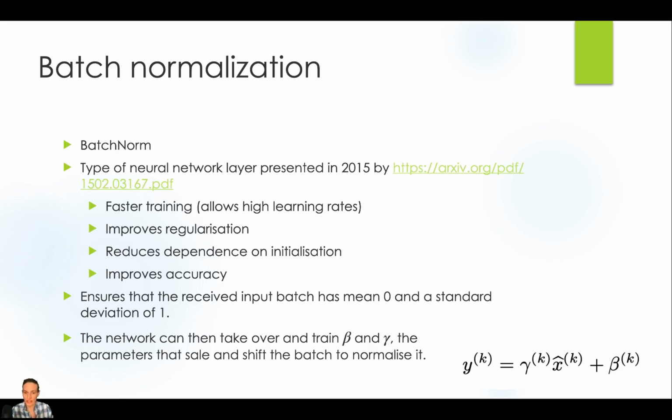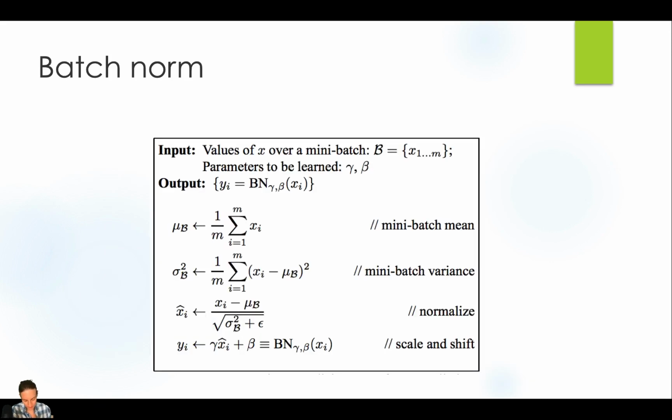Basically by ensuring that for each batch, the items or the instances are standardized with mean 0 and standard deviation of 1. Okay, so then we shift and scale the training instances. And what's interesting here is that the network during training can actually optimize this gamma and beta coefficient. All right.